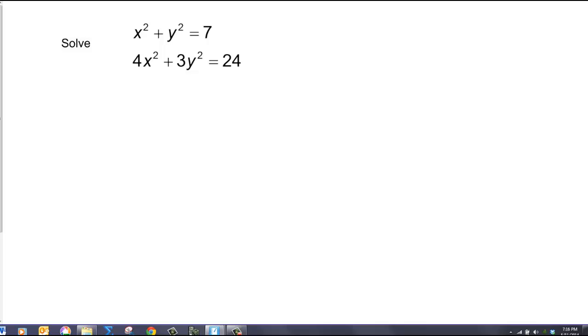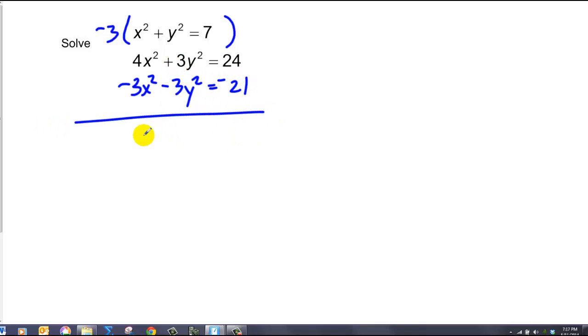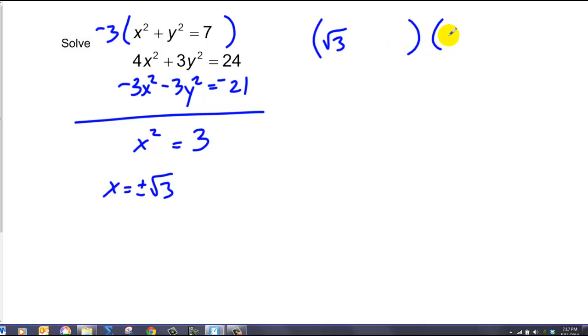Last, it looks like I've got a circle and an ellipse, probably going to have 4 solutions on this as well. Multiply in this case much like I did in the last problem. Let's go negative 3. So I get negative 3x squared minus 3y squared equals negative 21. Giving me x squared is equal to, this one's a little nastier, 3. So x equals plus or minus root 3. So root 3 and negative root 3.